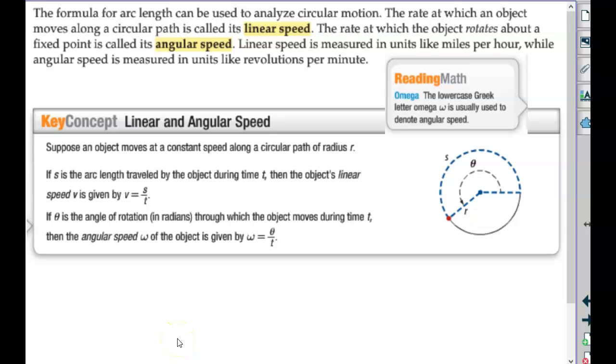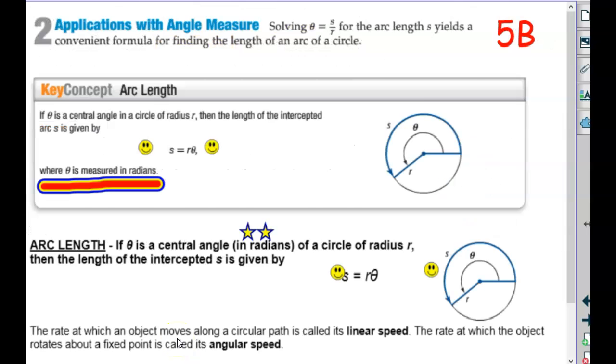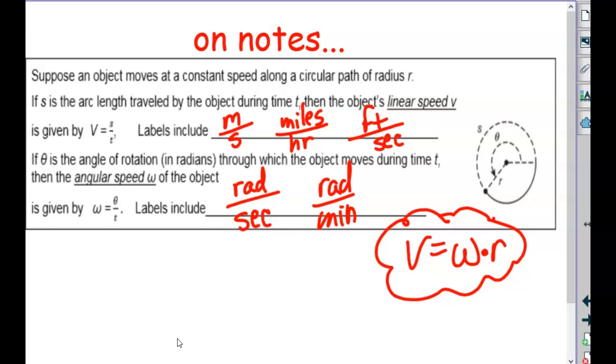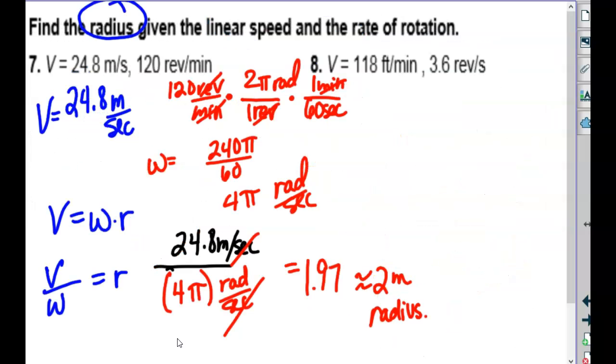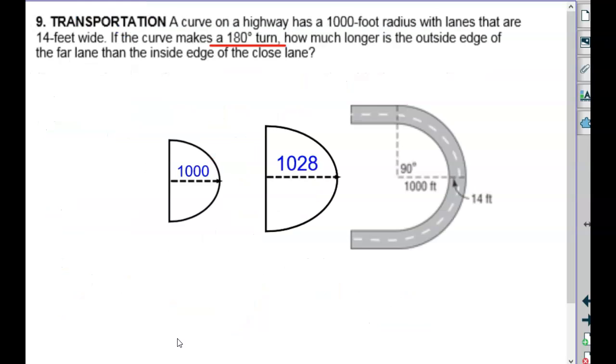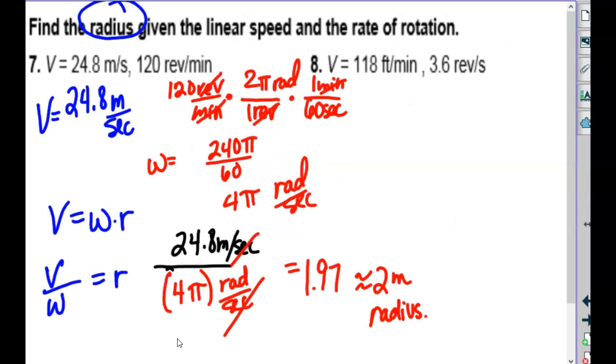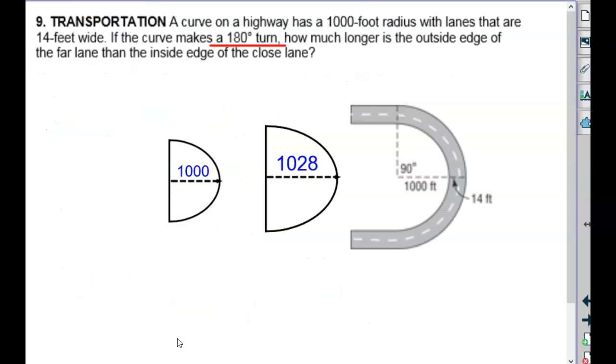So I think we're on the back of worksheet 5. Does that sound like where we left off? Did we get through, we were looking at 9? Did we get through that one? Okay. We didn't do 9, okay.